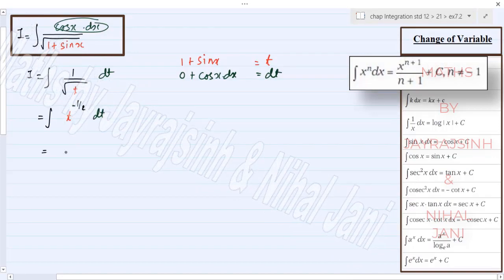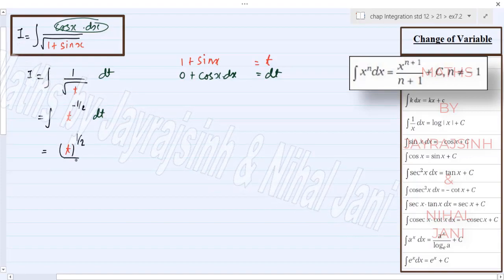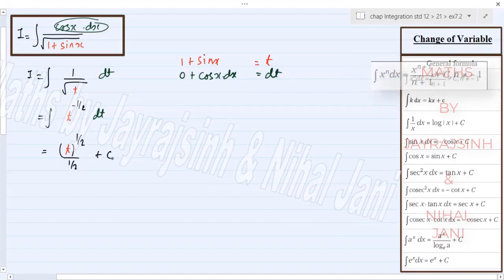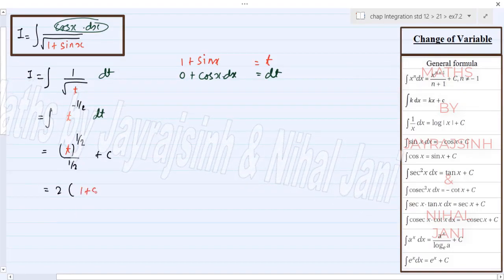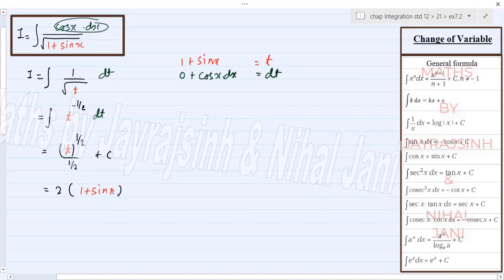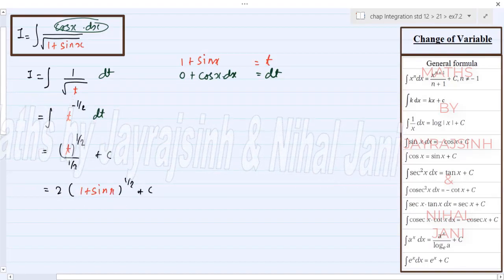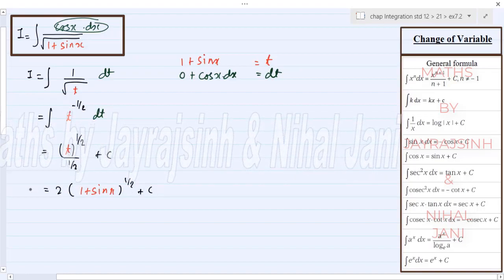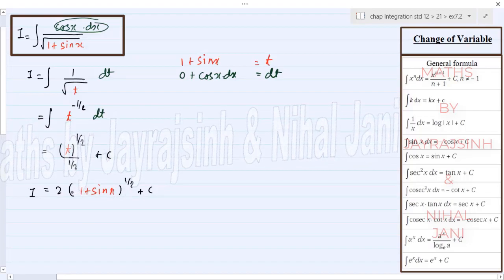So its integration will be t raised to minus 1 by 2 plus 1, or we can say 1 by 2 upon 1 by 2 plus c. Just substitute the value of t, which is 1 plus sin x, and 1 plus sin x raised to 1 by 2 plus c is your final answer. Ta-da!